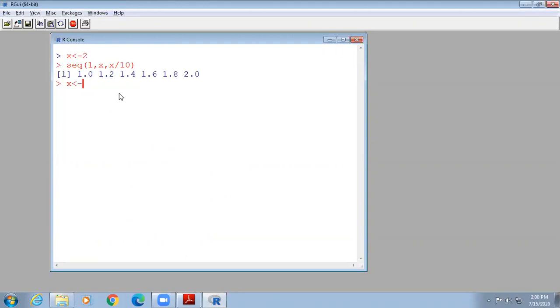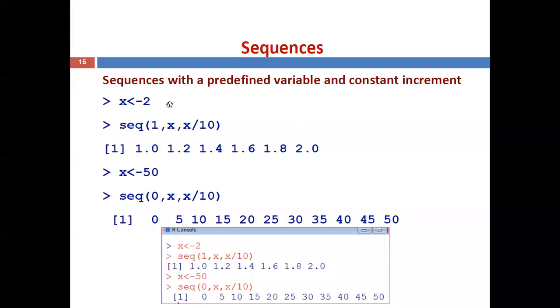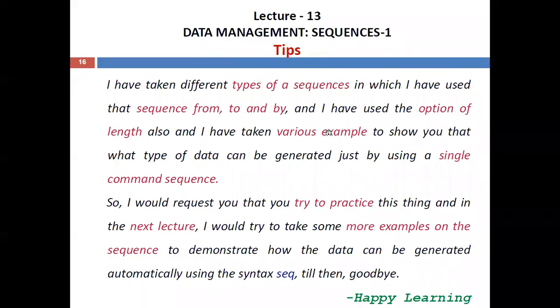Then another example. So here x is taken as 50. Now you can take the sequence. The sequence starts with 0. Now you can run this one. Now you can see the increment value is 5 here. So 0, 5, 10, 15 like that. So this is sequences with a predefined variable and a constant increment. So that's all about the first part of sequences in data management.